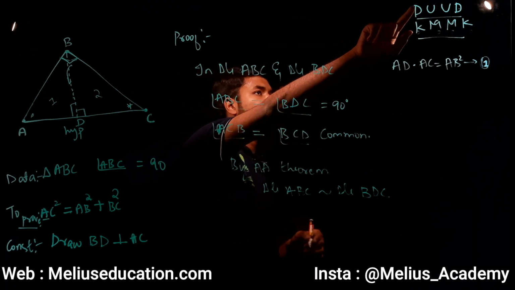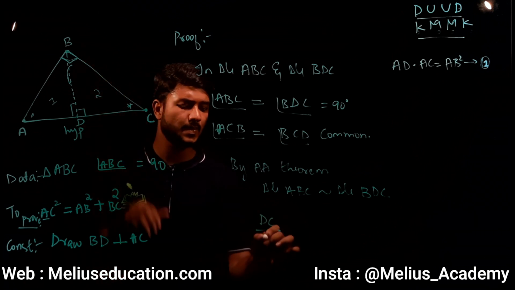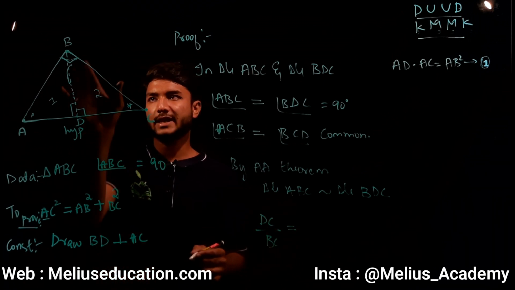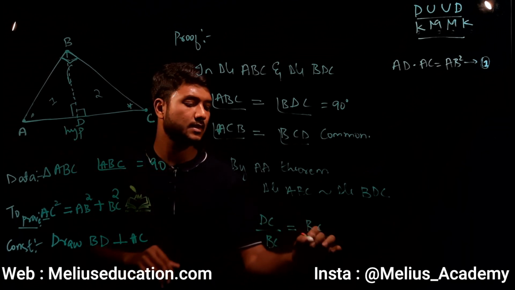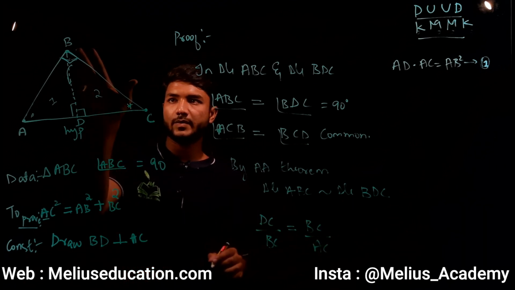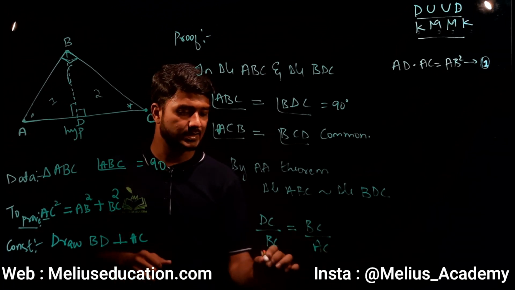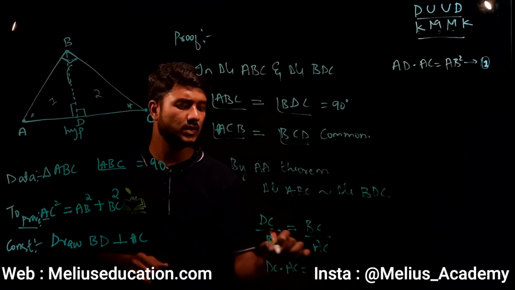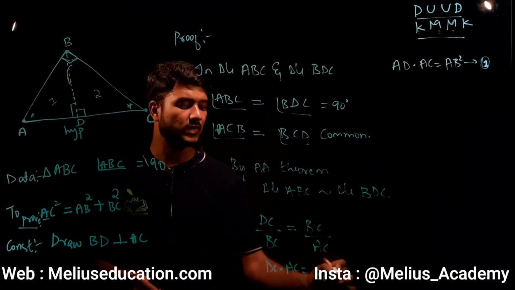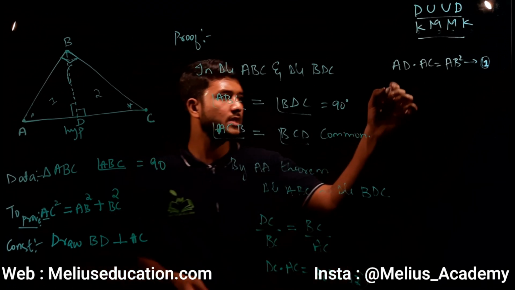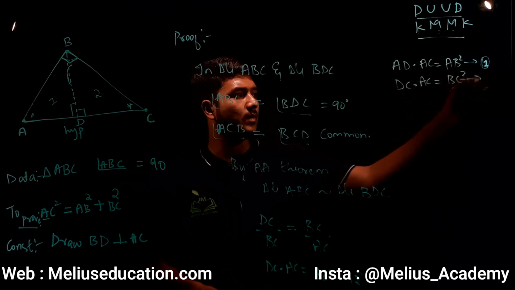Now again apply the down, up, down trick. So what is down now? DC by up. What is up? BC is equal to, what is again up? BC. Again make sure that you take the full part, okay, AC. Down DC, up BC, down AC. Cross multiplication: DC into AC is equal to BC into BC, which is BC square. This is number 2. So let us write down this number 2 here: DC into AC is equal to BC square.